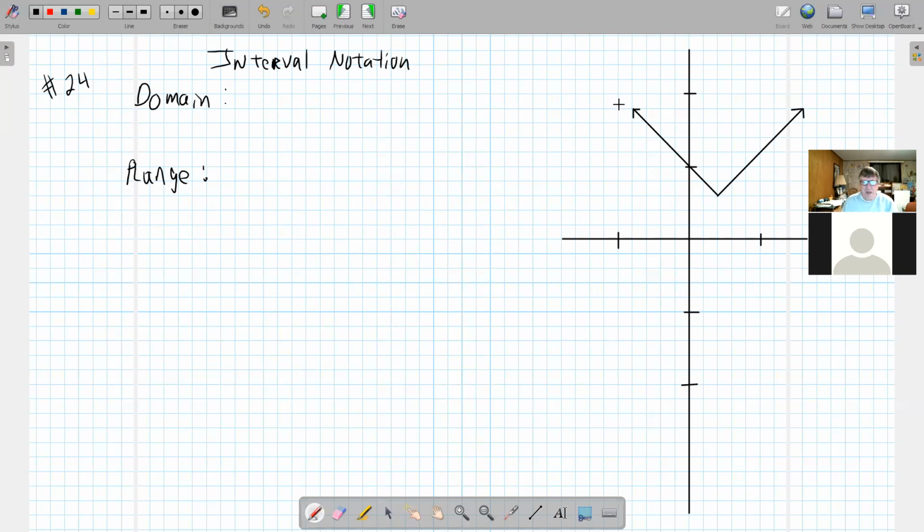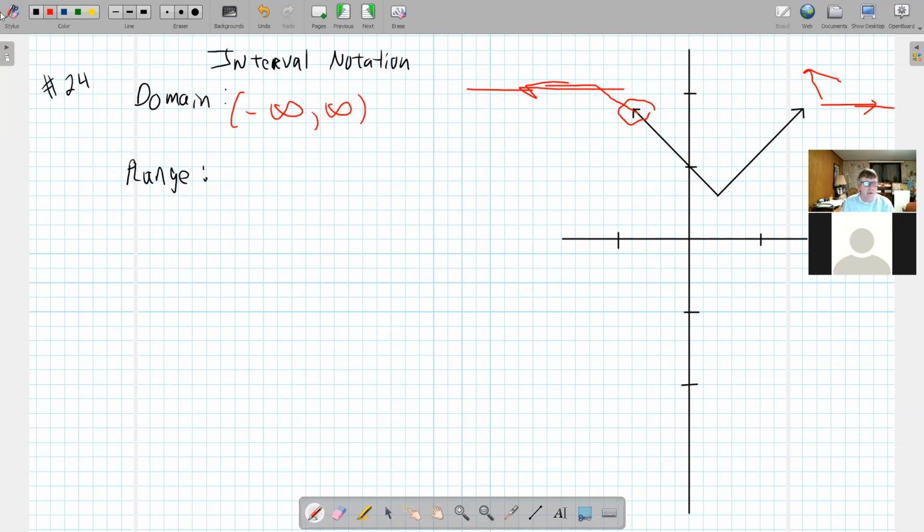All right, the domain is all the x values. Notice this arrow is going up. It's also going over. So this thing is going to keep going over and up. This thing is going to keep going over and up. So the domain would be all of the x values. Well, if this thing keeps going that way forever and that way forever, and it fills in between, the domain would be everything from negative infinity to positive infinity. That is all real numbers.